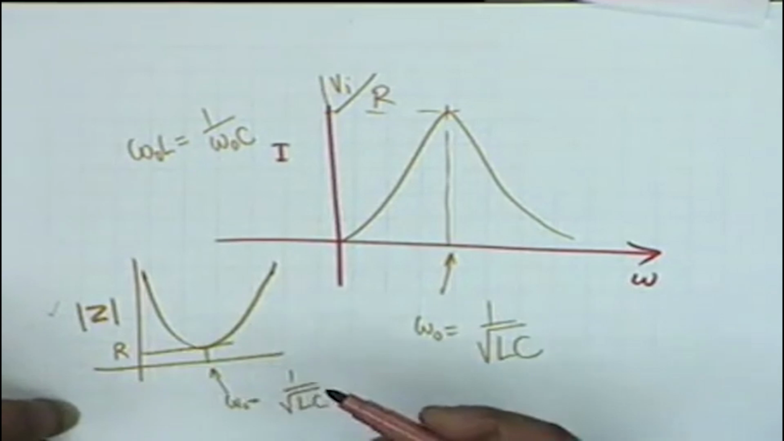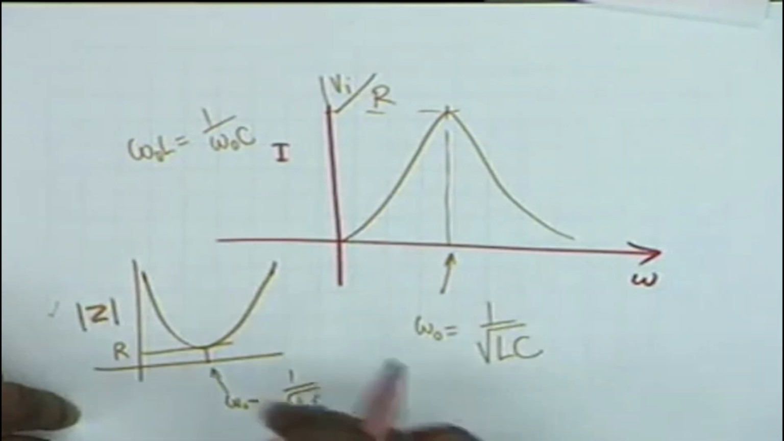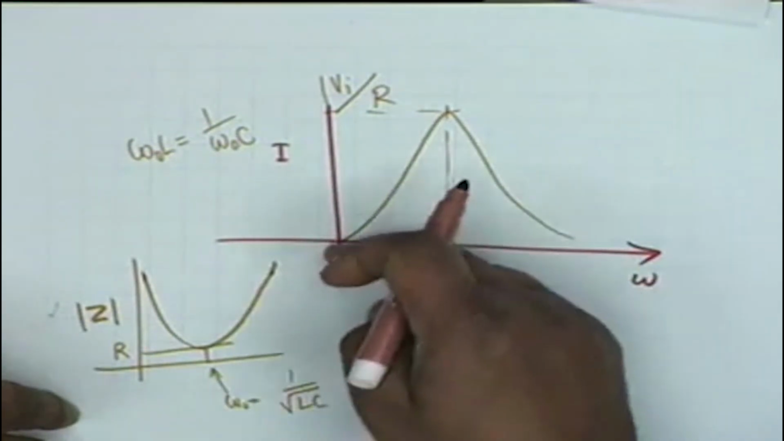Well, if you take the voltage as the response and the current is held constant, then obviously it will be a band stop type of thing. Whereas if you take the voltage as the excitation and the current as the response, it is a band pass type.